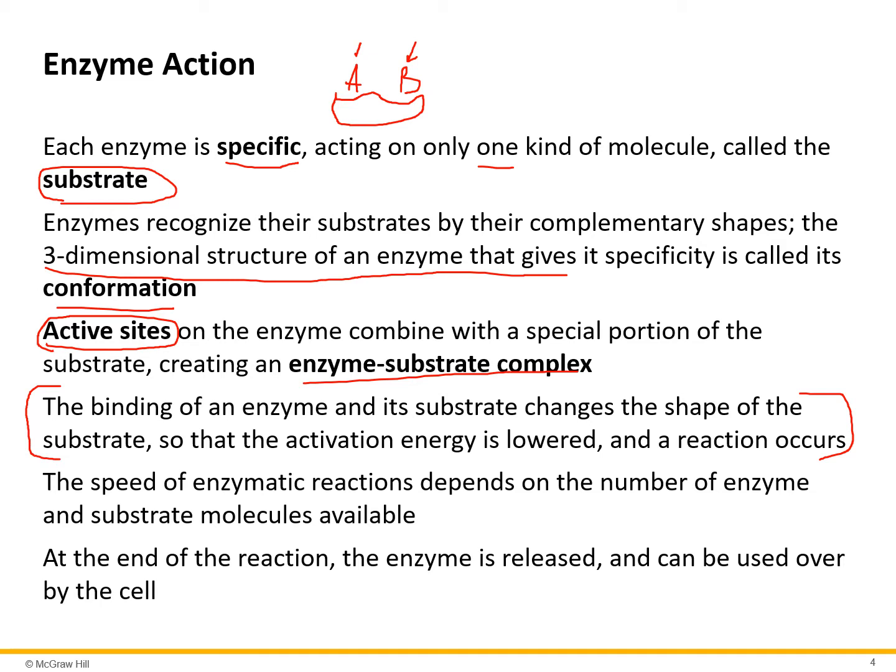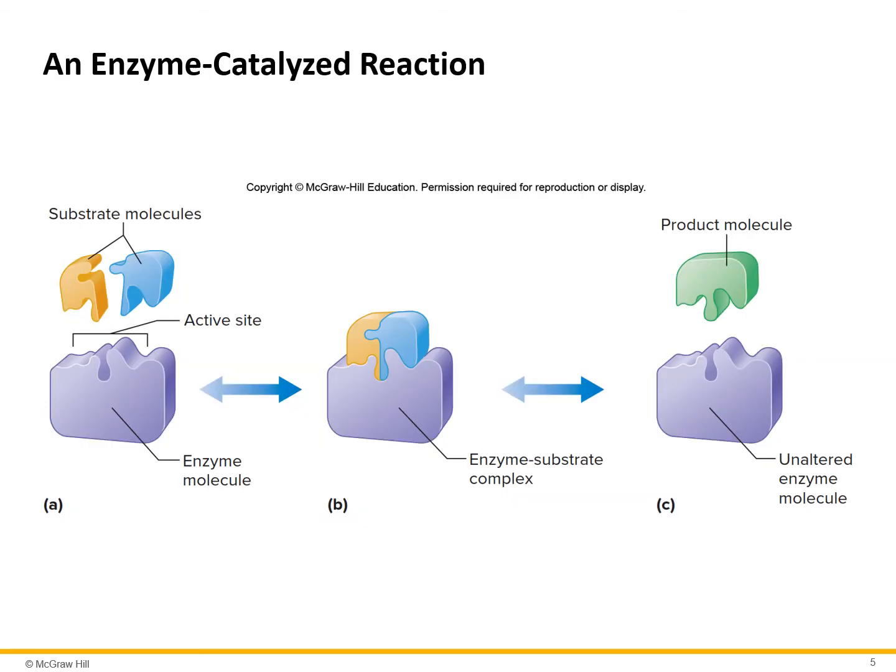Now look, all of this is very scientific gobbledygook. Let me explain what's going on as we get to a point where I can try to make it more logical here. So the speed of the enzymatic reaction depends on the number of enzymes and substrate molecules available. At the end of the reaction, the enzyme is released and can be used over by the cell. Now again, I'm going to come back to what it's doing and how it lowers the activation rate.